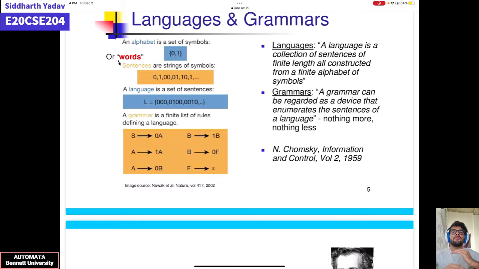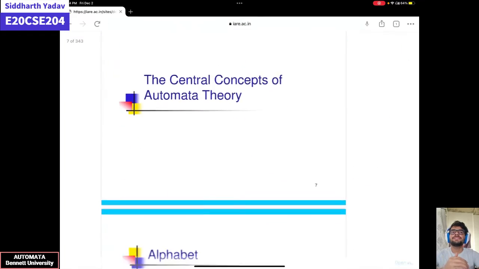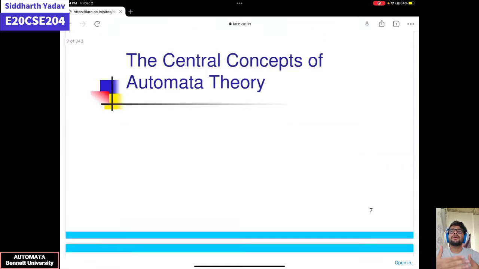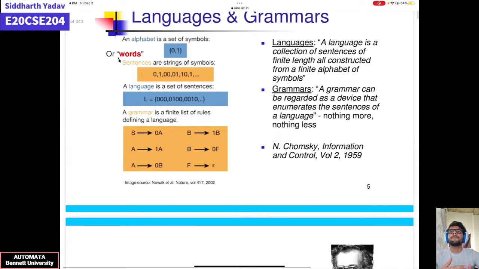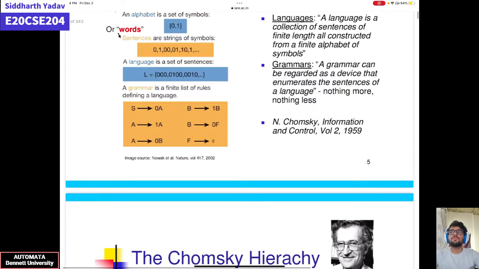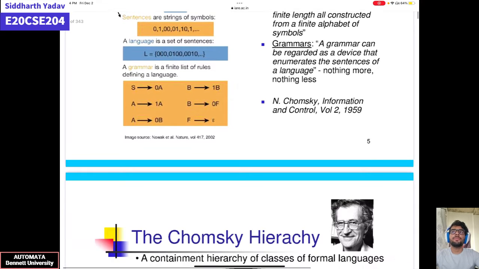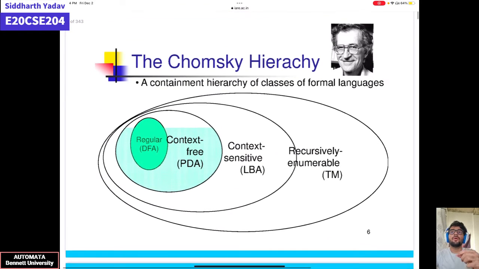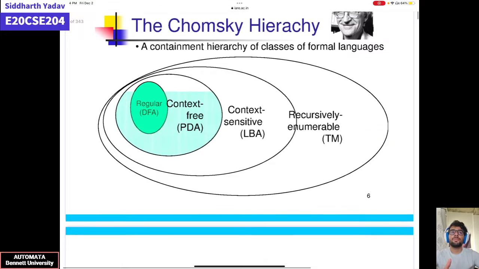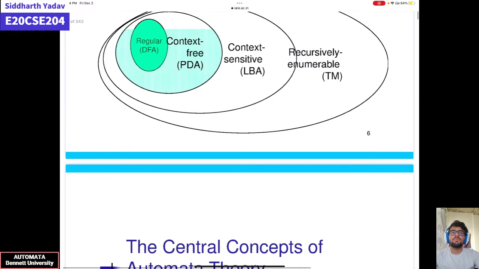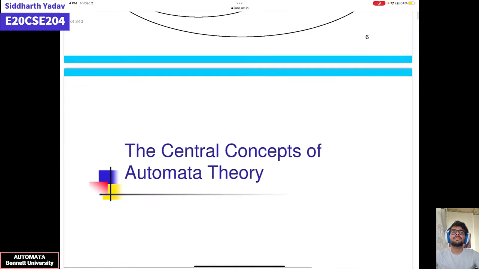An alphabet is a set of symbols or words. Sentences are strings of symbols, like 0100. A language is a collection of sentences of finite length, all constructed from a finite alphabet of symbols. Grammar can be regarded as a device that enumerates the contents of a language, nothing more, nothing less. Chomsky hierarchy, a containment hierarchy of classes of formal languages: regular, DFA; context-free, PDA; context-sensitive, LBA; recursively enumerable, TM.